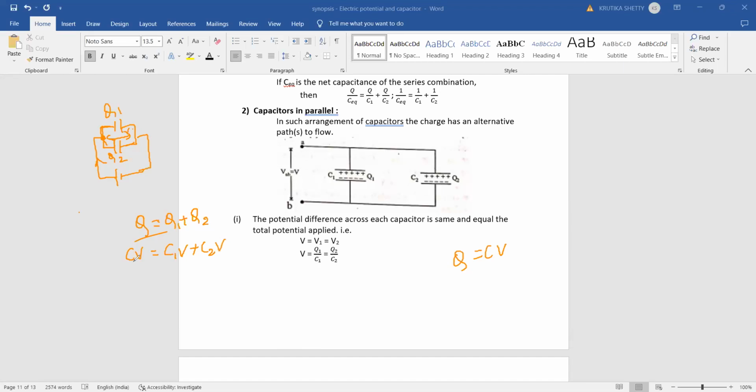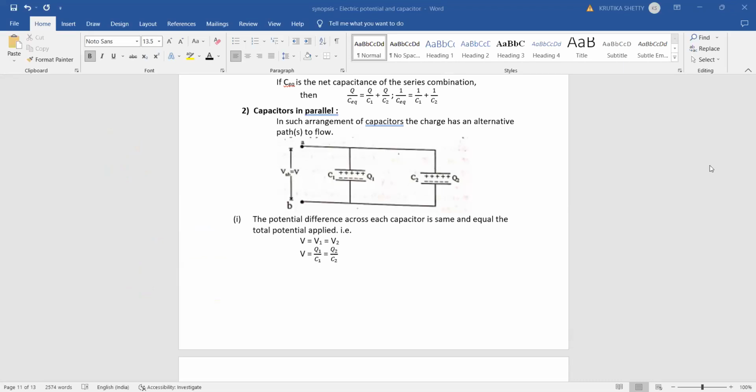Okay, so it is parallel, therefore I'll take it as CP. V will be common on both sides, so it cancels when taken outside. So CP is equal to C1 plus C2. So this is the capacitance of the capacitors when they are connected in parallel. In series it comes as a reciprocal, in parallel it is just the addition of the capacitor values. So simple derivation. I hope you understood this.